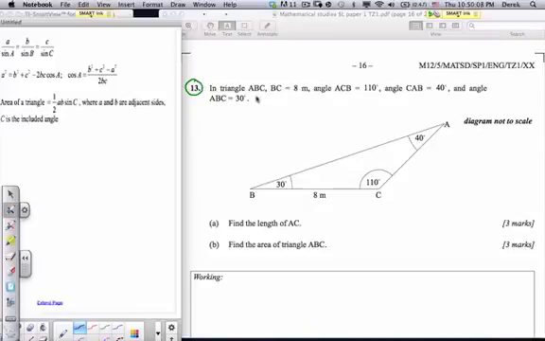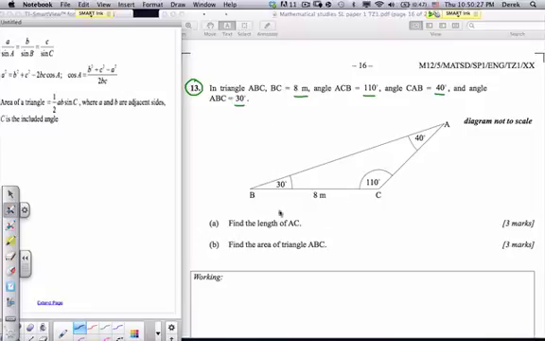Question 13. In triangle ABC, BC is equal to 8 meters, ACB is 110 degrees, CAB is equal to 40 degrees, and angle ABC is 30 degrees. Find the length of AC.